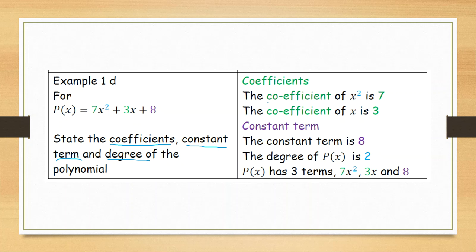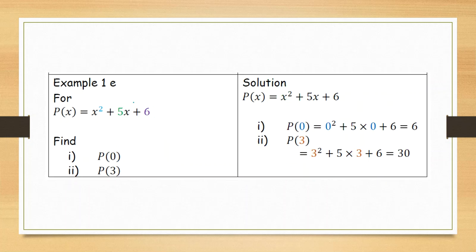So the coefficient of x squared is 7. So the number in front of the x squared, what we multiply x squared by, is 7, and we call that the coefficient. So the coefficient of x is 3. When there's no x, this is a constant. So the constant term is 8. The degree of the polynomial is the highest index for x. So we have x squared here, we have x to the power of 1. The highest number is 2, so the degree is 2. If we had x to the power of 5 here, the degree would be 5. So again, the degree of this one is 2 because we have x squared.